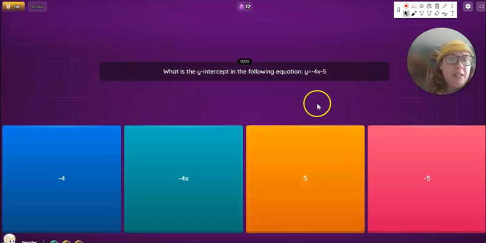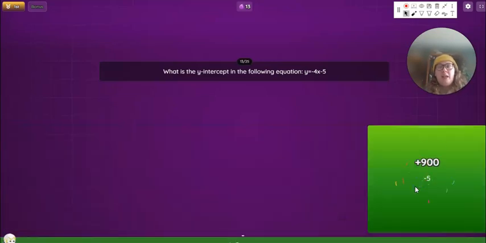All right, for this next one, it says, what is the y-intercept in the following equation? y equals negative 4x minus 5. So our y-intercept is added or subtracted without the variable, so we have that negative 5 here, just going to be our y-intercept.